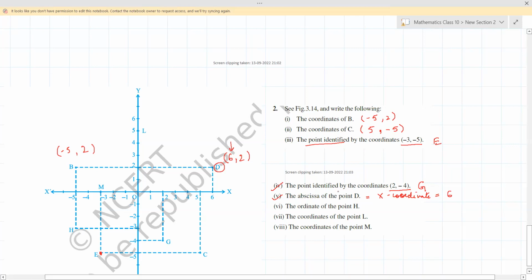Okay, next. The ordinate of point H. Jaslyn, now where's point H? This is the point H. First of all, tell me the coordinates. -5, -3. Okay, -5 and -3. Good. Now, what is the ordinate? Ordinate means which coordinate? The y. Okay, what is the y coordinate here? -3. So -3 is the ordinate of this point.